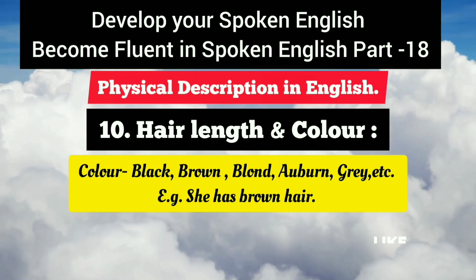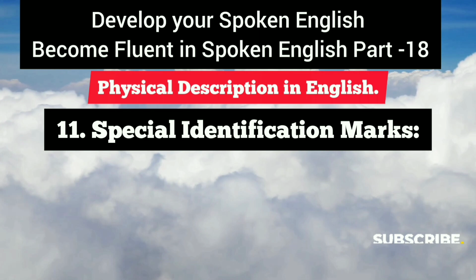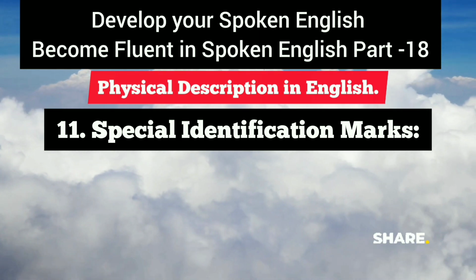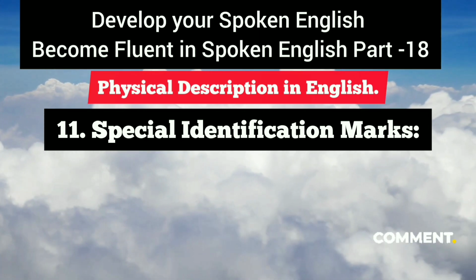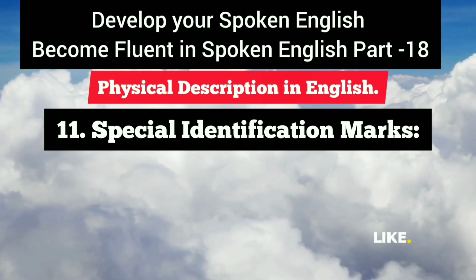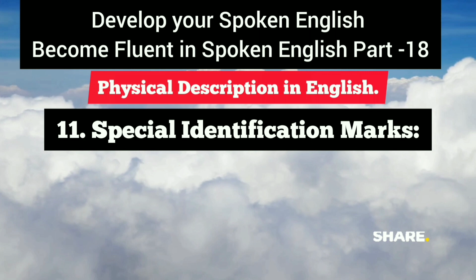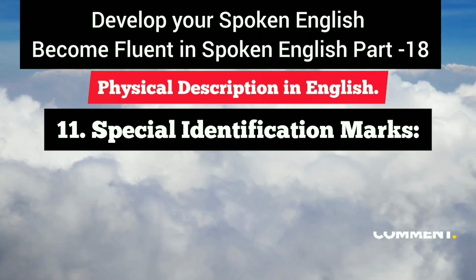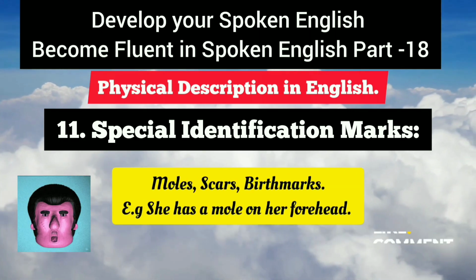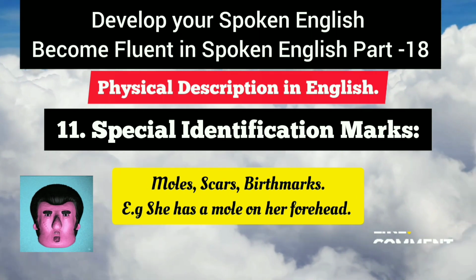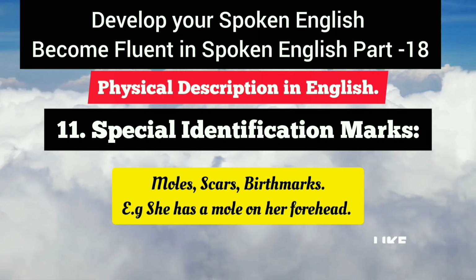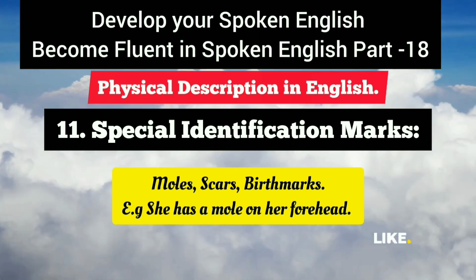Next we are going to see the last category, that is special identification marks. You must know how to describe someone using special identification marks. These are important to identify someone specifically. So you can describe someone's moles. Someone can have moles on the face, or scars. Scars means injury marks. Because of injury some marks are formed, they are called scars.